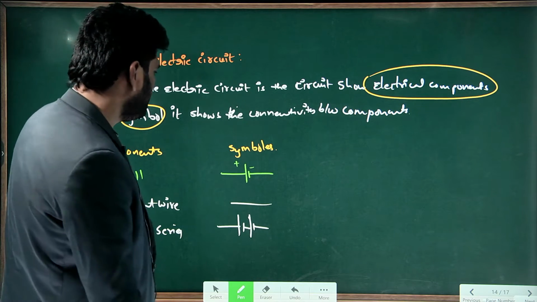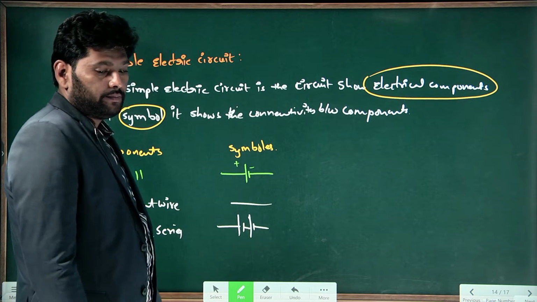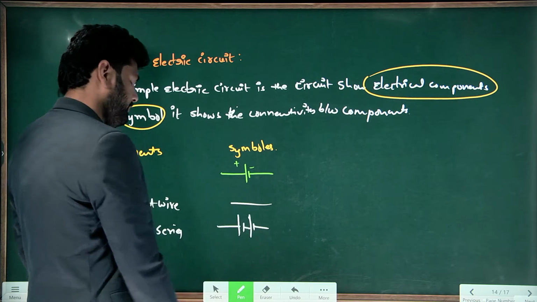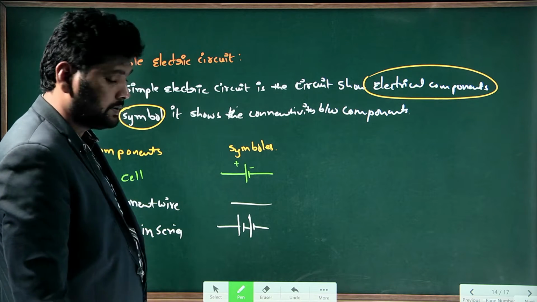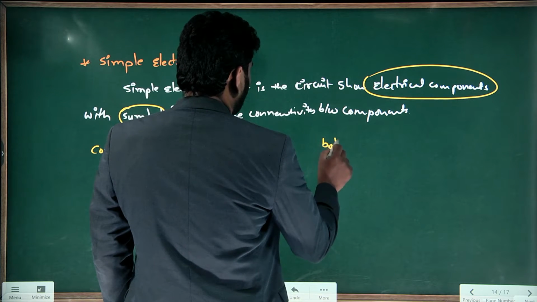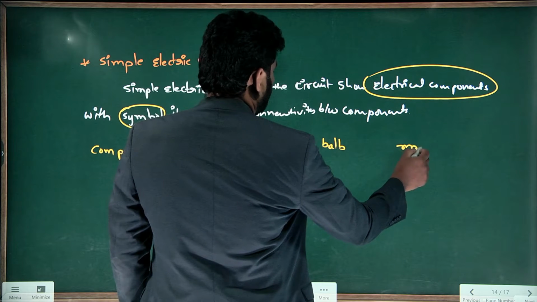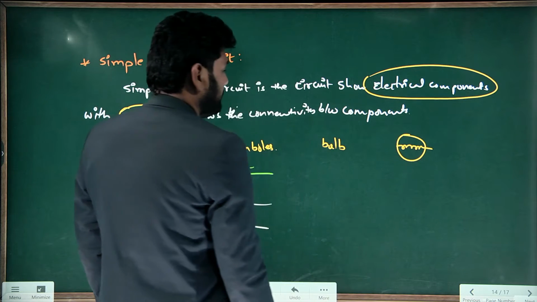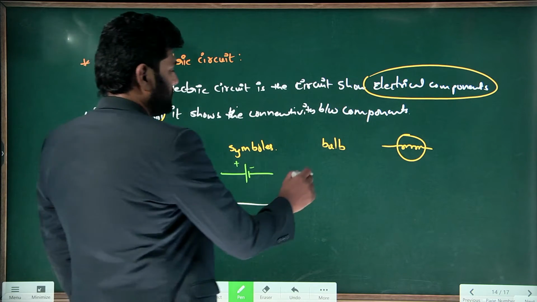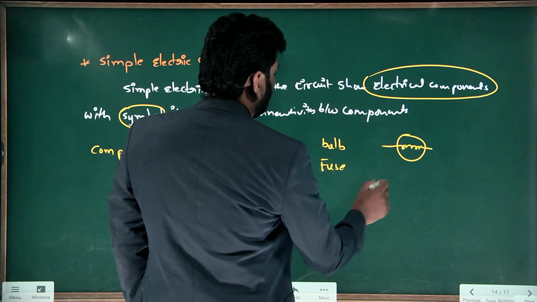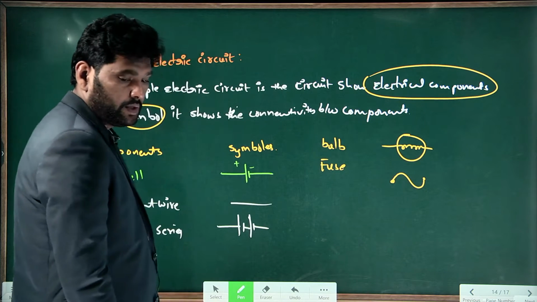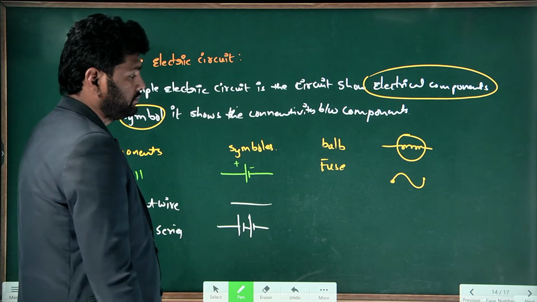Next, can you tell me what is the other component? Bulb. The symbol for the bulb is this. And the next component, tell me. Fuse. The fuse is represented with this symbol. Understand? Next, ammeter.